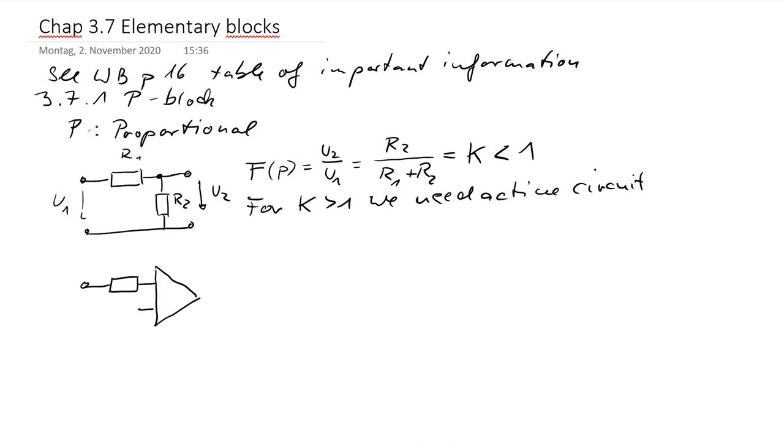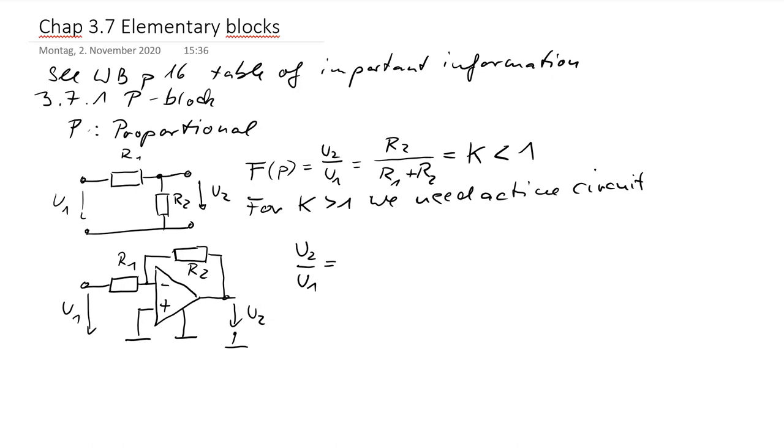We go to the negative input. The positive input is grounded. The virtual ground of the operational amplifier is also grounded. So the voltage which we have for the output, U2, and there is a feedback impedance, in our case feedback resistance. I call this R2, I call this R1, and here we can say the voltage gain U2 over U1 in frequency domain is nothing else than negative R2 divided by R1, inverting amplifier.